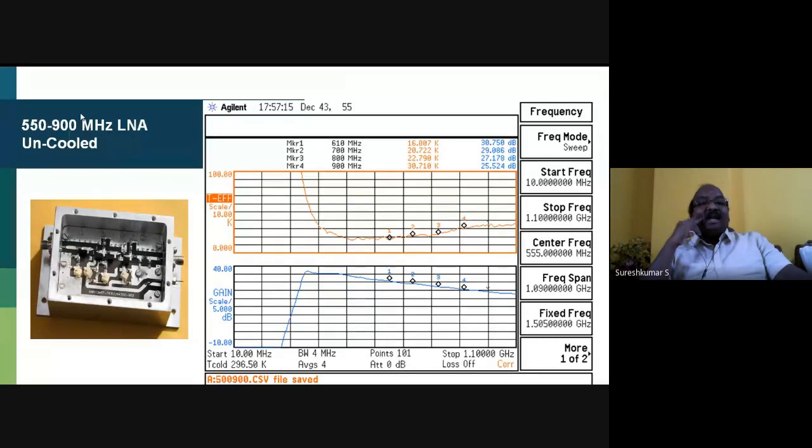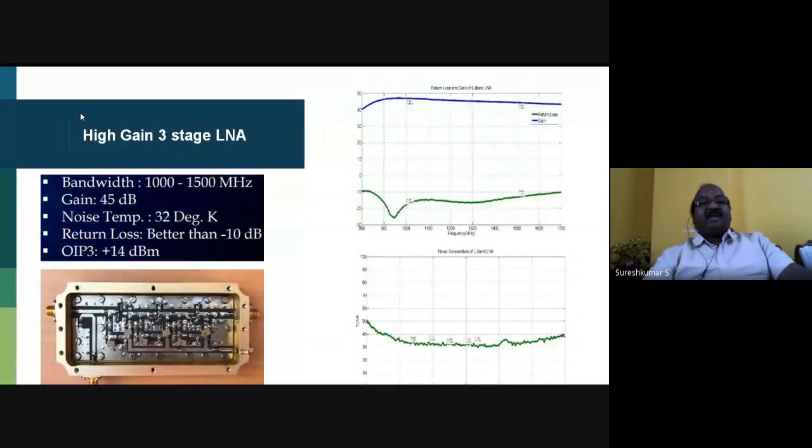So the room temperature, uncooled LNA, you are able to achieve 22 Kelvin, not blue, the red one. Okay, the temperature goes on like 22 Kelvin, 20 Kelvin and so on. So you are able to achieve a low noise temperature at room temperature operation itself. And that is the success of the design. Okay, there is a three-stage LNA. You can actually get a higher gain. Okay, and noise temperature is around 32 Kelvin, and it is for L band. Normally these amplifiers are cooled amplifiers, but we have uncooled amplifier designs.